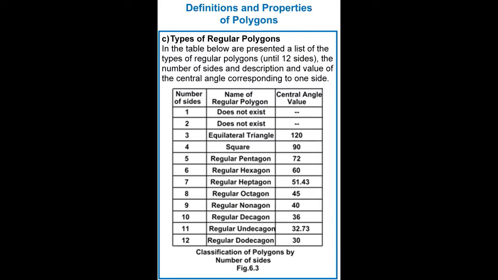This third slide presents a table in Figure 6.3 with the types of regular polygons according to the number of sides, up to the number of 12 sides. The table has a column with the number of sides, a second column with the name of the polygon, and a third column with the values of the center angle corresponding to the arc segment whose ends correspond to one side of the regular polygon.